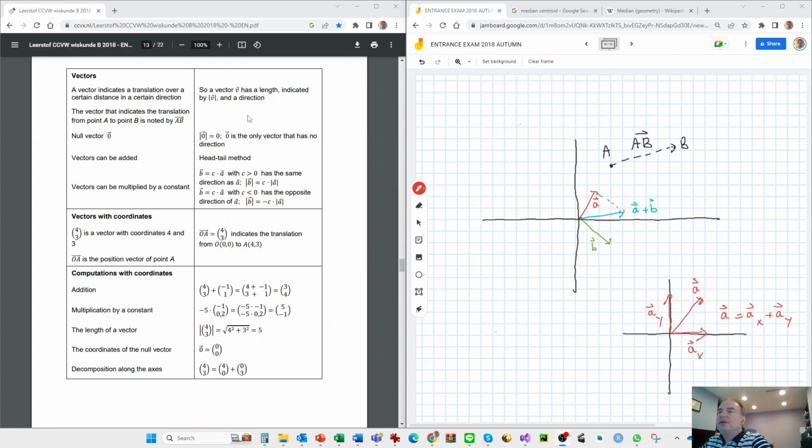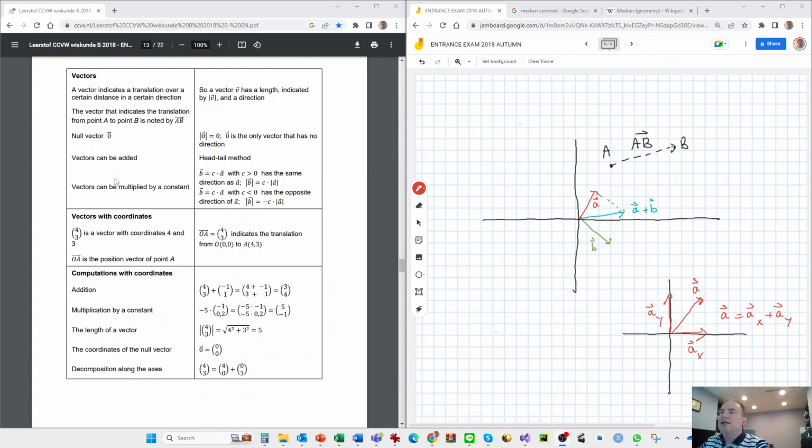So then you need to know some basic things about vectors, 2-dimensional. It's a translation over a certain distance and in a certain direction. So it has a certain length, which you can indicate by the absolute value of the vector. And a vector that indicates a translation from, say, a point A to a point B, you can just denote as AB with an arrow sign on top. So that will be this vector. This is its length, and this is the direction, say northeast or a certain angle.